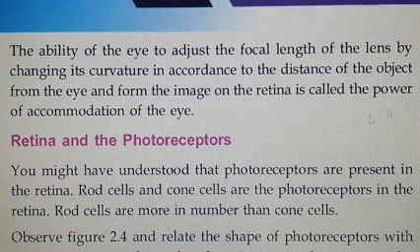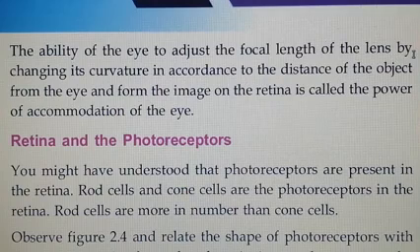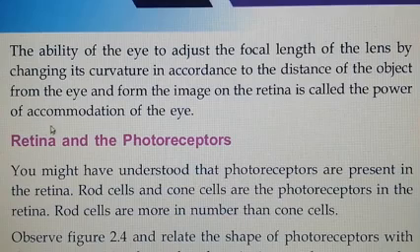Another point we are discussing is power of accommodation of the eye. What do you mean by power of accommodation of the eye? The ability of our eye to adjust the focal length of the lens by changing its curvature in accordance to the distance of the object from the eye and from the image on the retina is called power of accommodation.